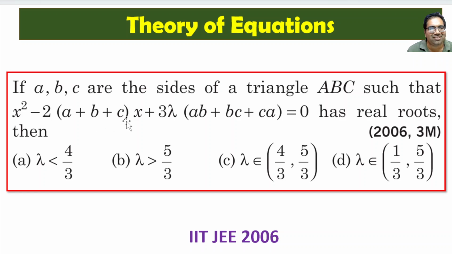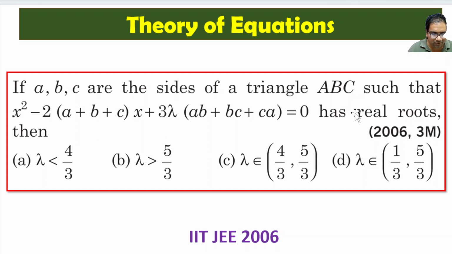That means a, b, c are related. a, b, c cannot take random values. a plus b should be greater than c, b plus c should be greater than a, and a plus c should be greater than b. a, b, c are restricted. Now, within that restriction, this equation should have real roots.